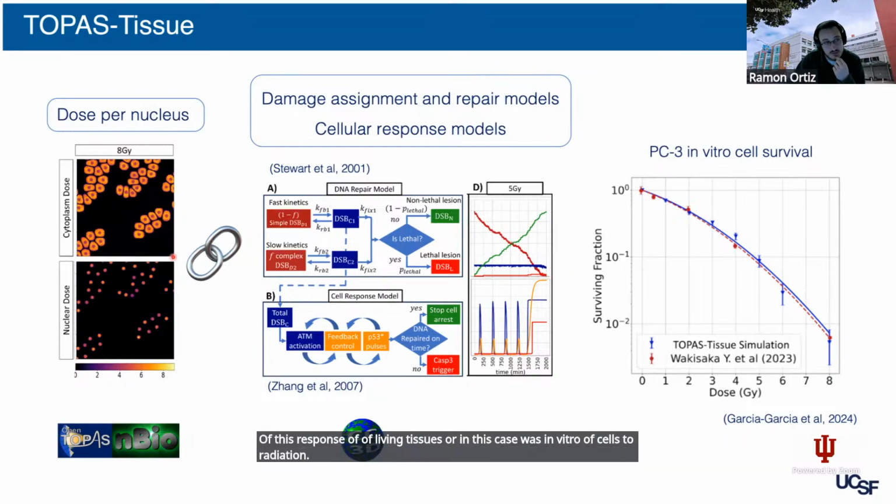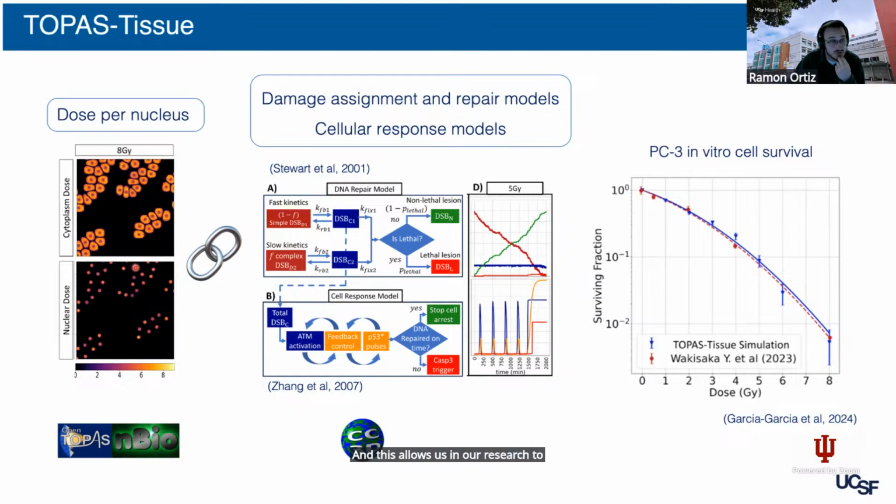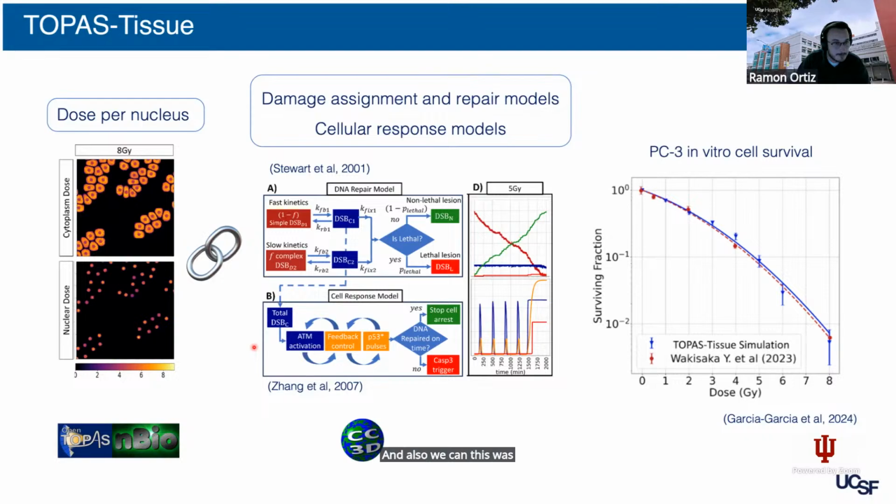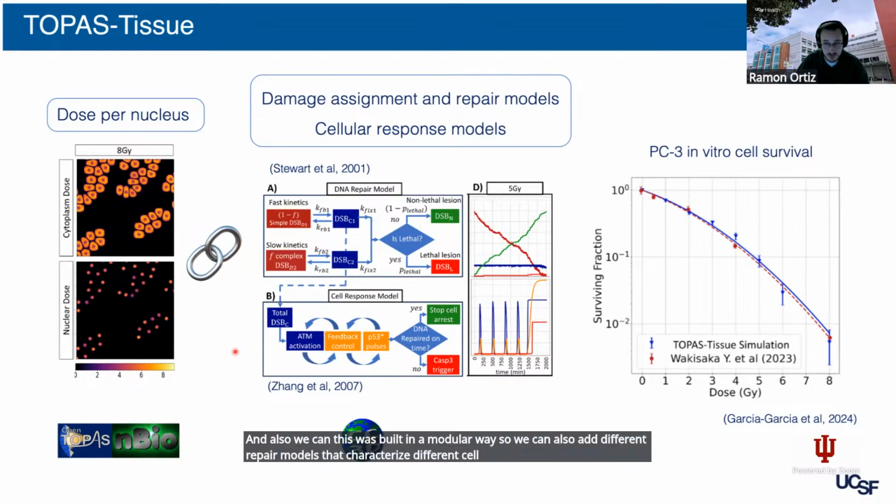And this allows us in our research to consider different conditions at these stages. For example, in the physical stage, we can consider different particle types, different energies, different ways of delivering this radiation. And also this was built in a modular way, so we can also add different repair models that characterize different cell types, or also add different models that simulate other biological mechanisms of interest in radiotherapy research.